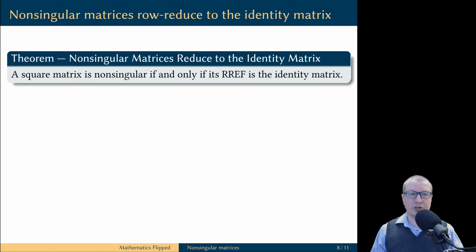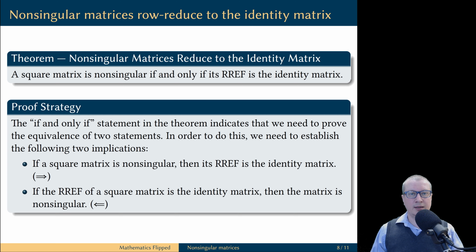Now, let's establish a criterion for non-singularity of a square matrix. A square matrix is non-singular if and only if its reduced row echelon form is the identity matrix. Of course, we pay careful attention to the if and only if formulation, and it means that there are two separate implications for us to prove.